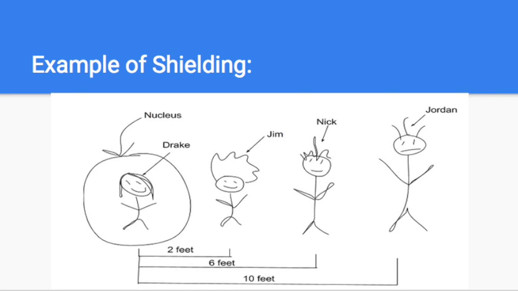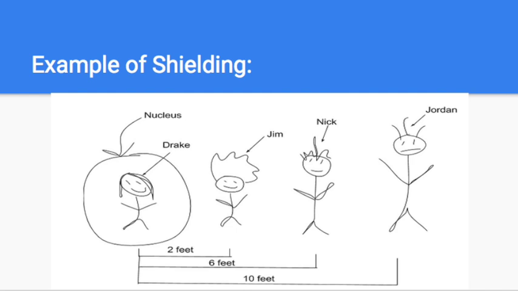This situation shows a nucleus, or Drake, in the middle of the room and some of his friends trying to talk to him. Jim is the closest to Drake, so it would be the easiest to have a conversation with him because Jim is only 2 feet away from Drake. This shows that the attraction between Drake and Jim is the strongest because Jim is the closest to Drake, and it is easy to talk to him.